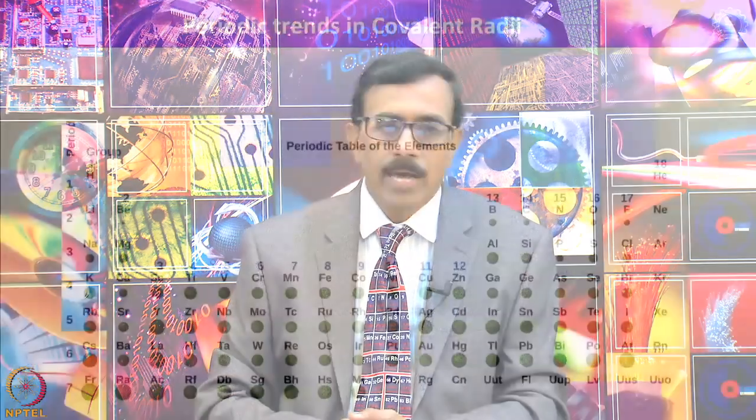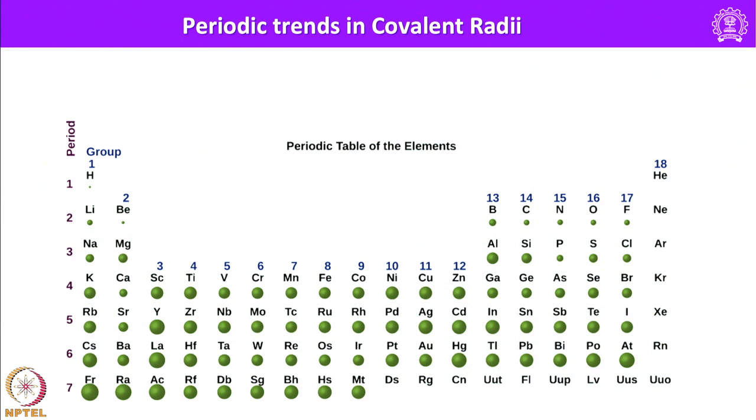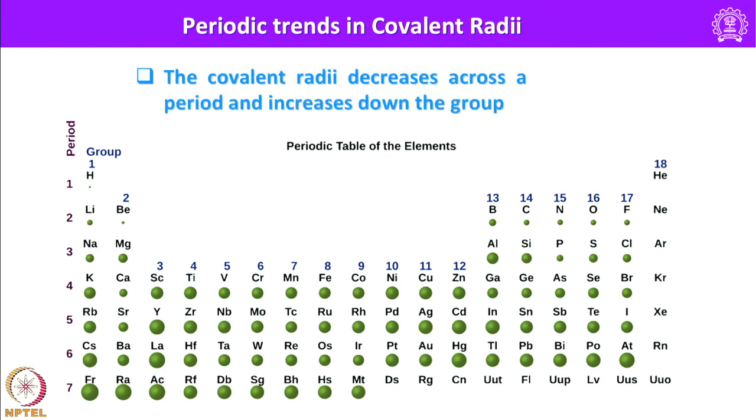This periodic table that I have displayed here shows the trend in covalent radii. For example, if you see here, the covalent radius increases down a group and decreases across a period. Of course, the reason we already discussed, so let me not elaborate more on this. What one should remember is that the covalent radii decrease across a period and increase down a group.